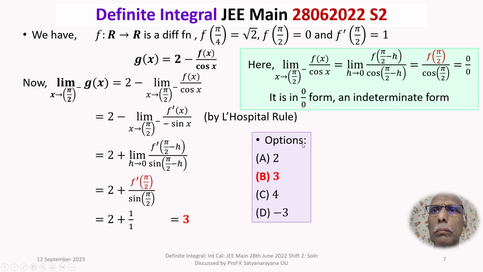So let's look at our options. Our answer 3 appears against option B. Therefore, the answer to this question is option B.